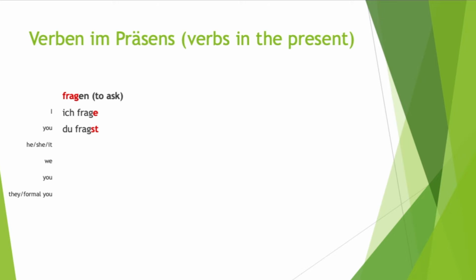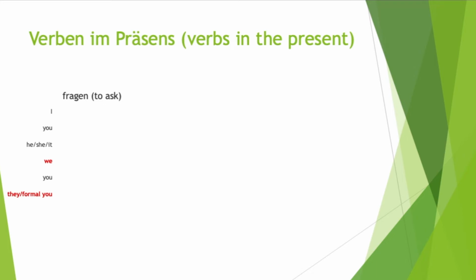He, she, it asks, sie, es fragt. We ask. Wir fragen. You ask. Ihr fragt. That would be you guys ask. Y'all ask. Or they or formal you ask. Sie fragen. And I put sie twice because the first sie is they and the capitalized one is the formal you. You need to remember these endings, okay? They're the same for all verbs. Of course, irregular verbs exist, but they don't affect the ending, so just memorize these endings.